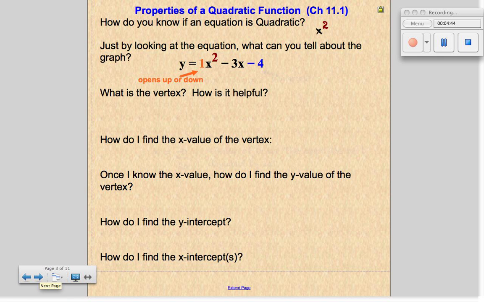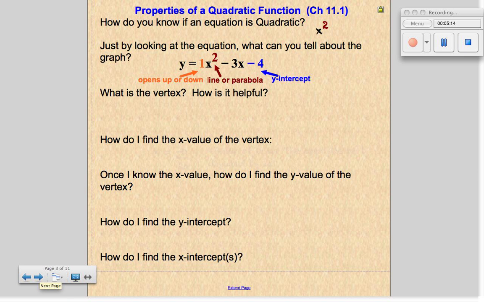So in this one, it's a +1, so it's going to open up. If it was a negative number, it would open down. The x squared, the exponent there, tells me it's going to be a parabola. If there was no exponent, then it would be a line. And just like in a line, that constant number at the end is going to be my y-intercept, because if I plugged in 0, all the other terms would cancel out.